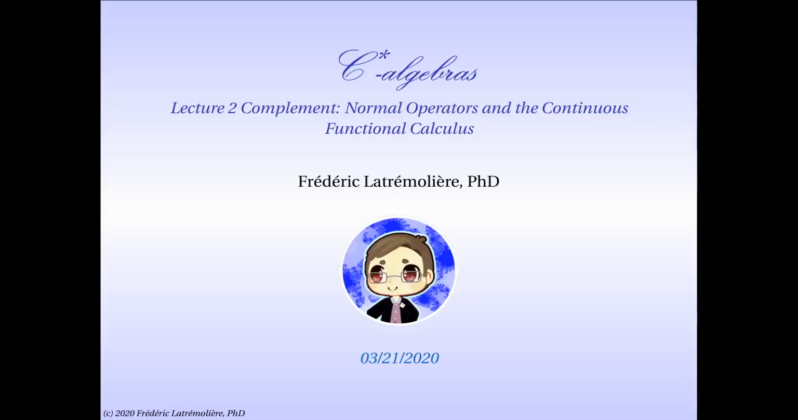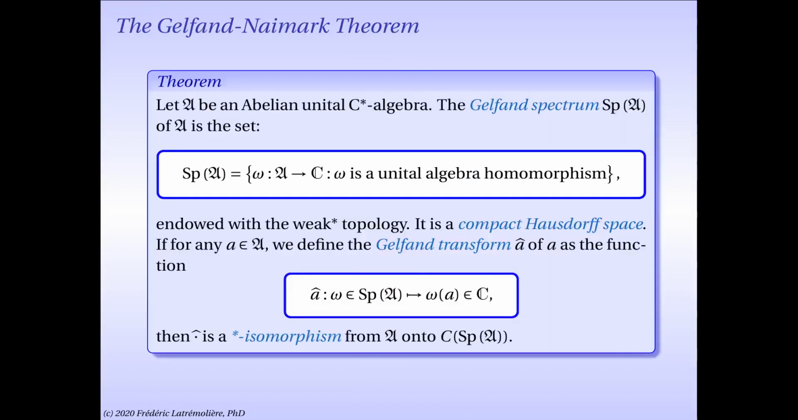Welcome to the complement of Lecture 2 on C-star algebras, titled Normal Operators and the Continuous Functional Calculus. In this lecture, we are going to see a fundamental application of our work on unital abelian C-star algebras. So let me start by reminding you of our main result on that topic.